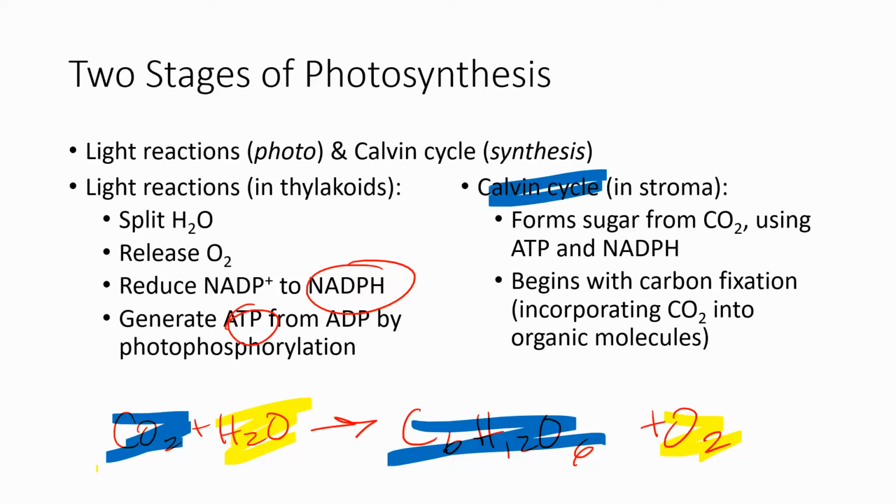The Calvin cycle is also called the dark reactions, also called carbon fixation, and those are the reactions that take energy that's stored in the light reactions and they actually build sugars. So they're going to take in CO2, they're going to add those carbons to a molecule to make a sugar.